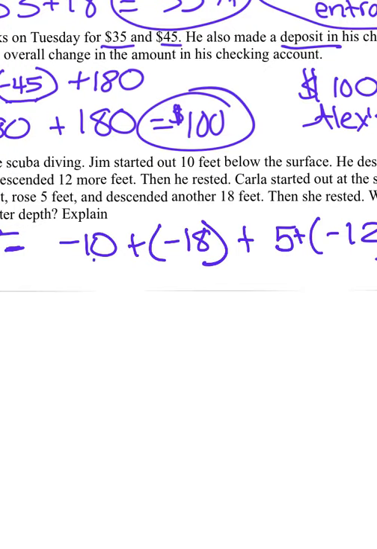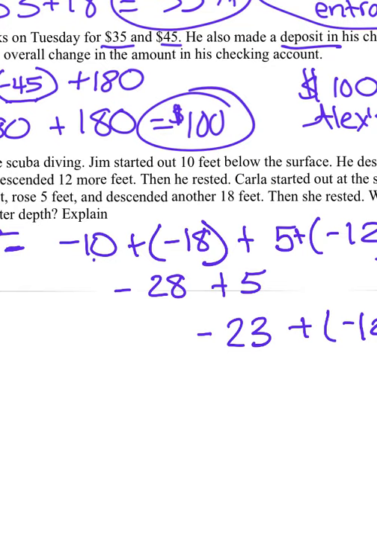So let's work left to right. What's a negative 10 and a negative 18? Negative 28 plus 5, which is? What's a negative 28 plus 5? Negative 23, and we still have the minus 12, or plus the negative 12. Right? So those signs are the same, so we add them together. What's a negative 23 plus a negative 12? So Jim is at a negative 35 feet, right?